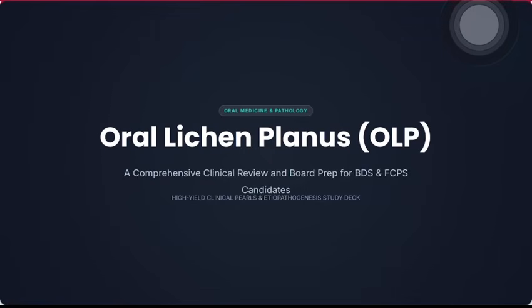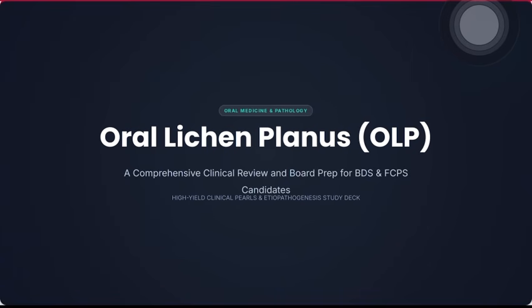Today we are going to discuss a very important topic in oral medicine, lichen planus, especially oral lichen planus. So, lichen planus is a common chronic inflammatory mucocutaneous disease. It affects between 0.5 to 2.2% of the population. It can involve skin only, oral mucosa only, or both. Oral involvement is seen in a large number of patients.